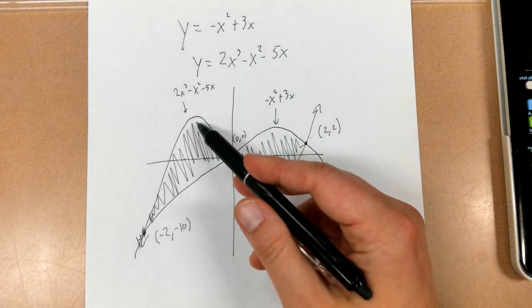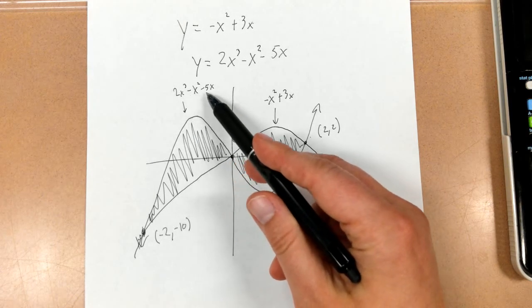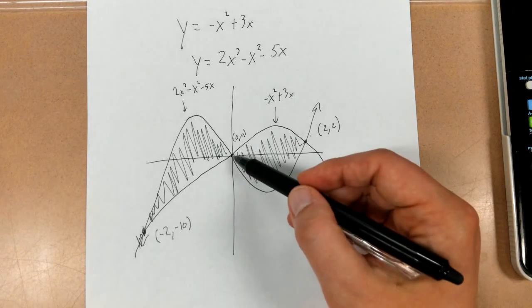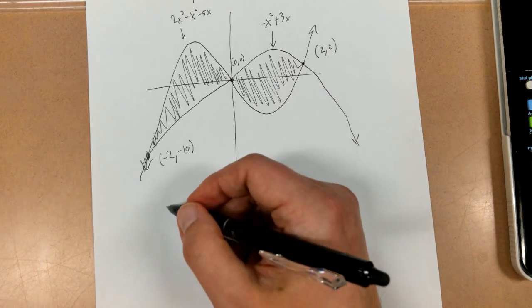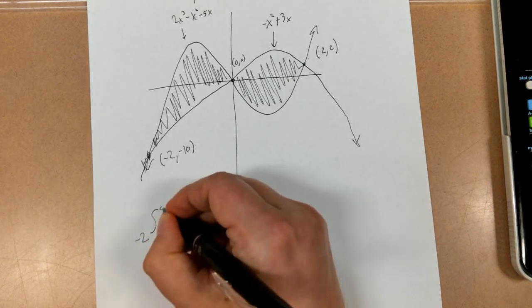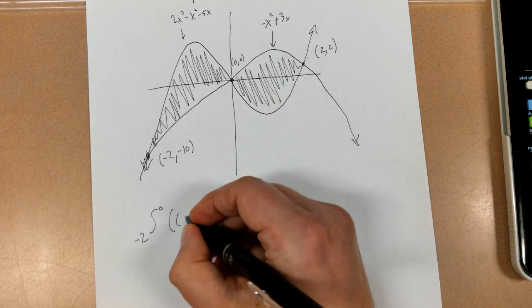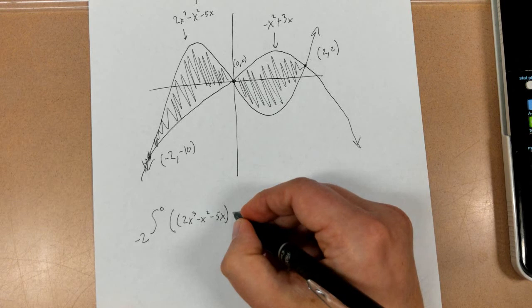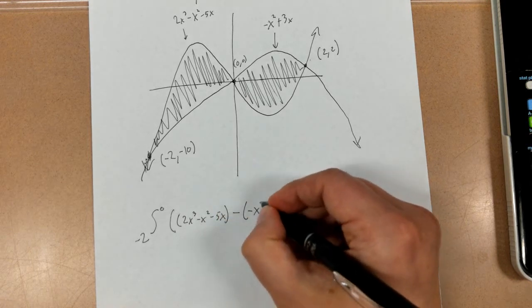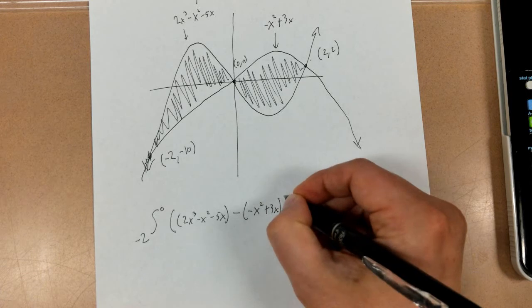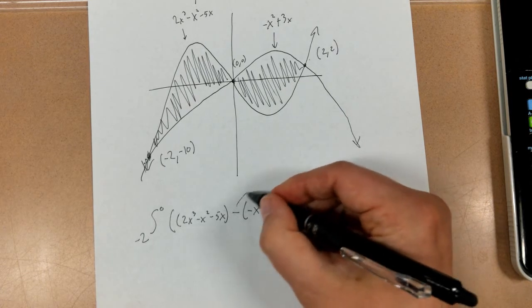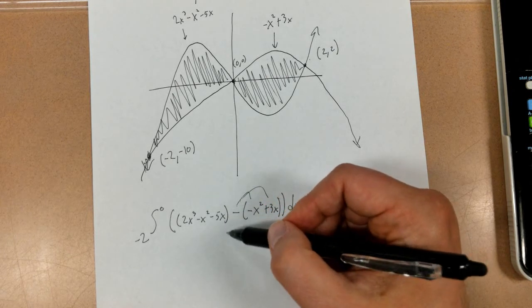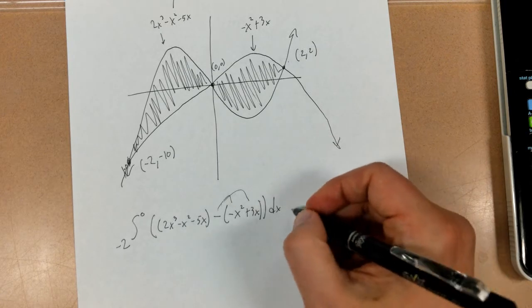For the first integral, our top curve is the 2x cubed minus x squared minus 5x, and we want that from -2 to 0. So I would set up my first integral from -2 to 0 of that top curve, 2x cubed minus x squared minus 5x. I would subtract my bottom curve, which is negative x squared plus 3x, and then just be careful. I personally would distribute this negative sign, combine like terms if possible, and then integrate. And then you're going to want to add to that.